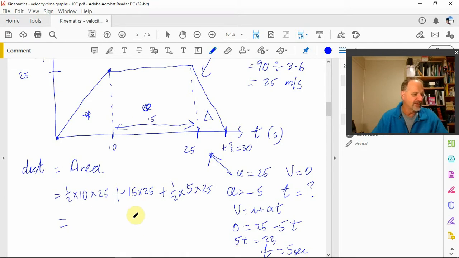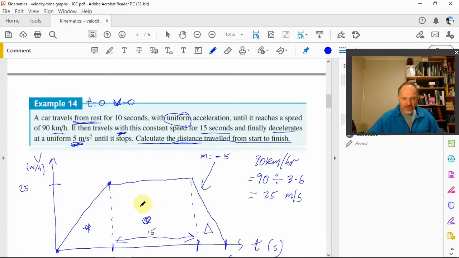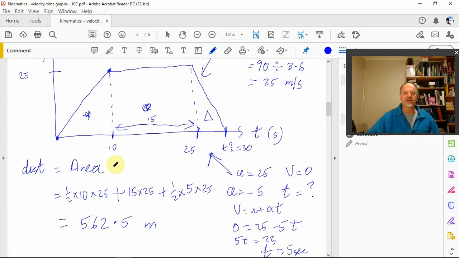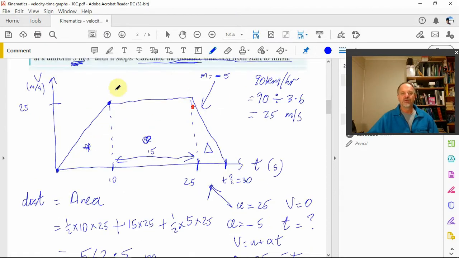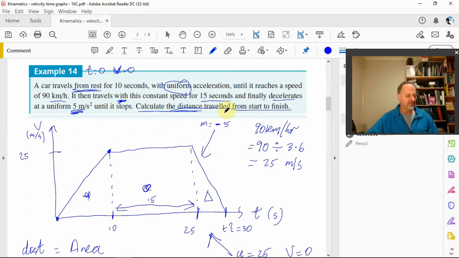All right. Then you stick all of that in your calculator, or do it by hand, and you get 562.5 meters is how far our car has travelled throughout that particular journey.